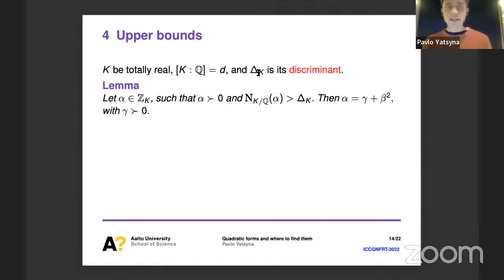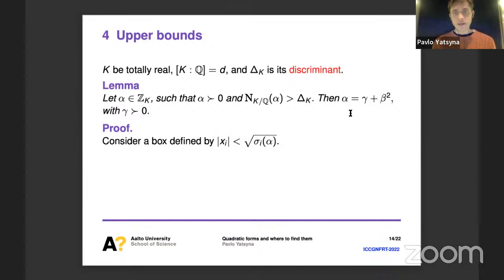So the lemma says that if we have a totally positive integer alpha whose norm is bigger than the discriminant, then we can decompose this alpha as some totally positive element gamma plus a square. Right, so essentially it says that if an element has too big of a norm, you can decompose it into 2 parts, where one is a square and the second element is a totally positive element. And so I can actually show you the proof of this lemma, so it's quite nice, using some geometry of numbers.